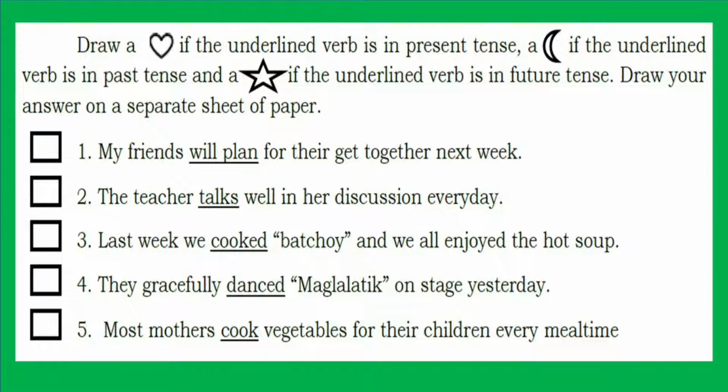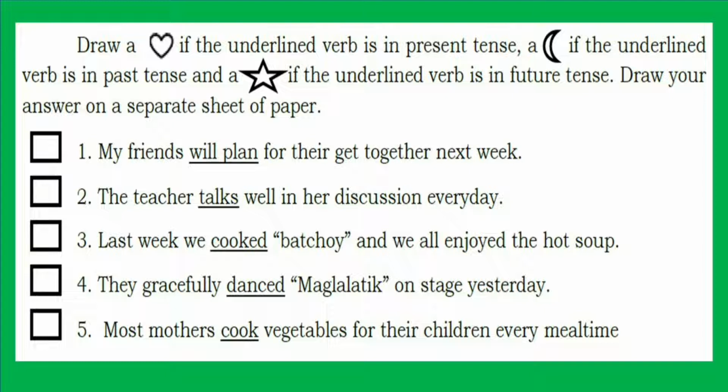For activity number 2, draw a heart if the underlined verb is in the present tense, a moon if the underlined verb is in past tense, and a star if the underlined verb is in future tense. Draw your answer on a separate sheet of paper. Number 1, my friends will plan for their get-together next week. For number 2, the teacher talks well in her discussion every day.